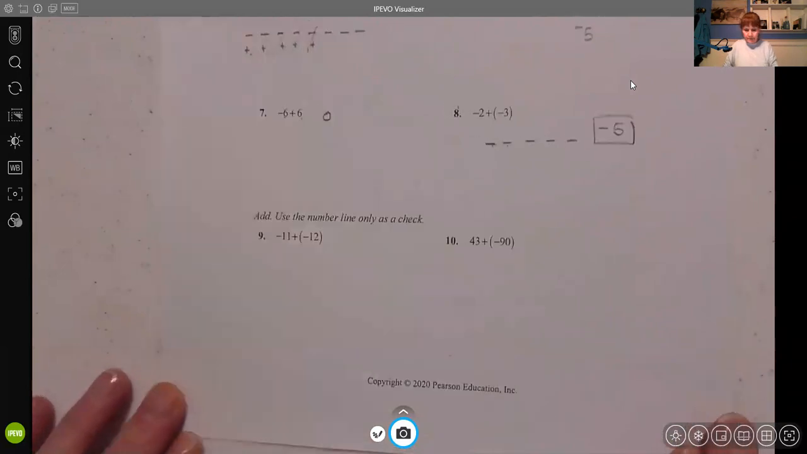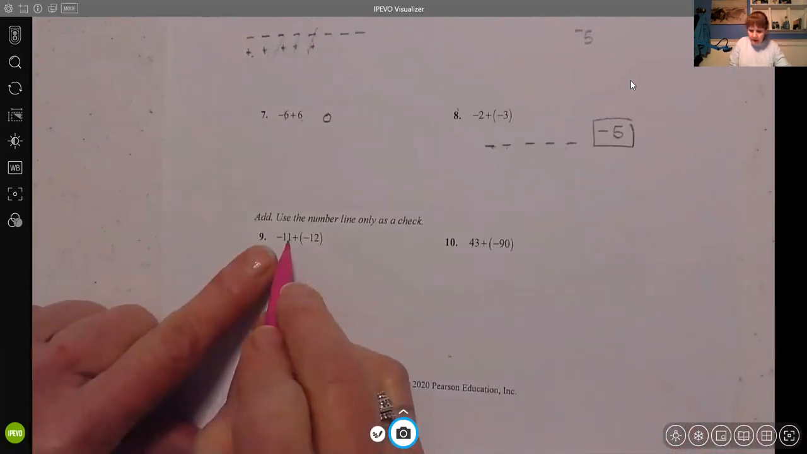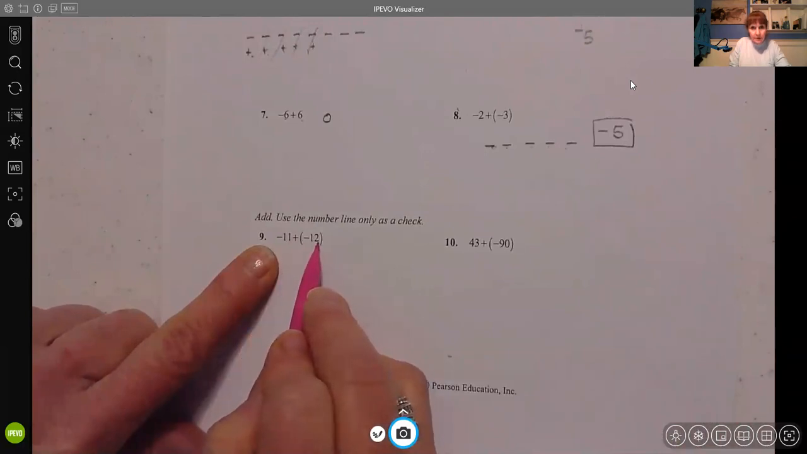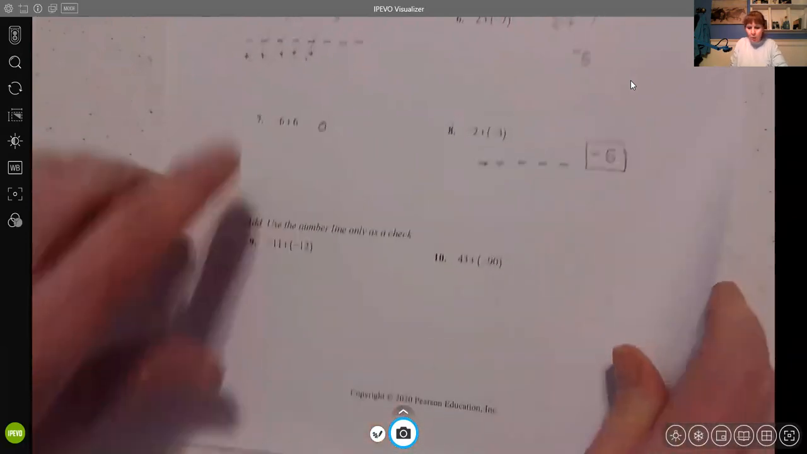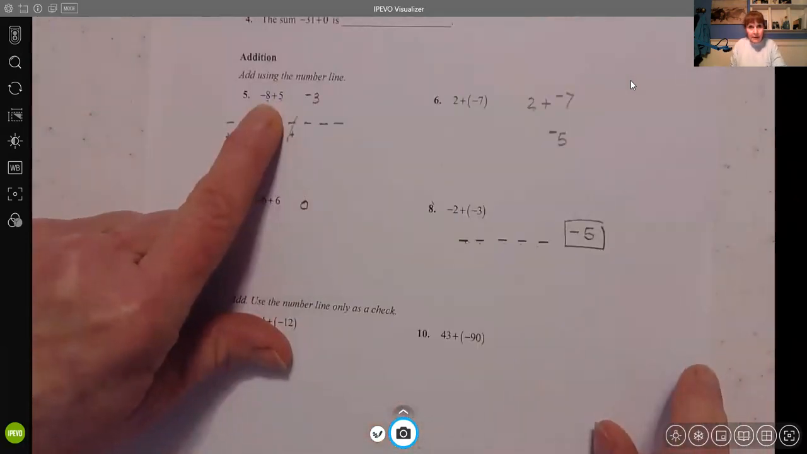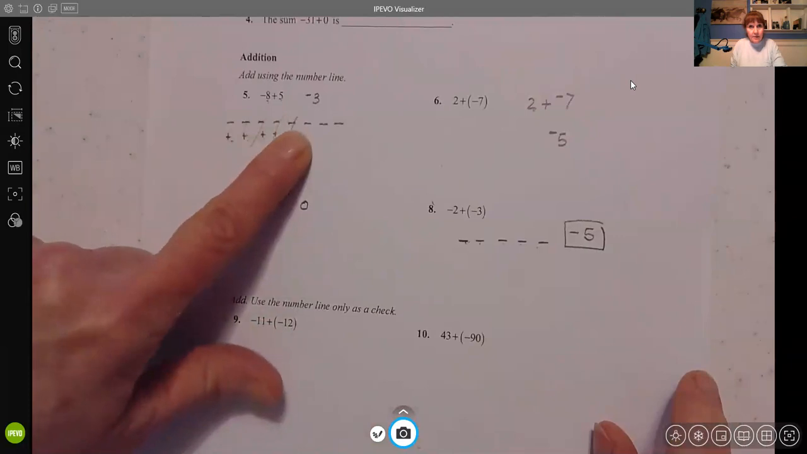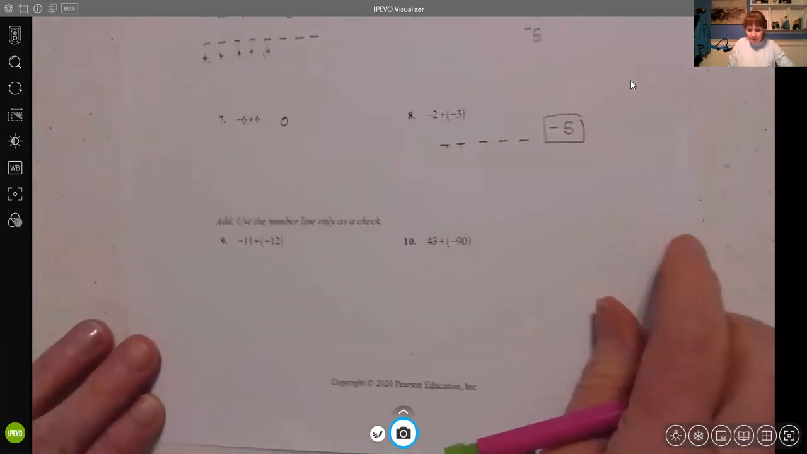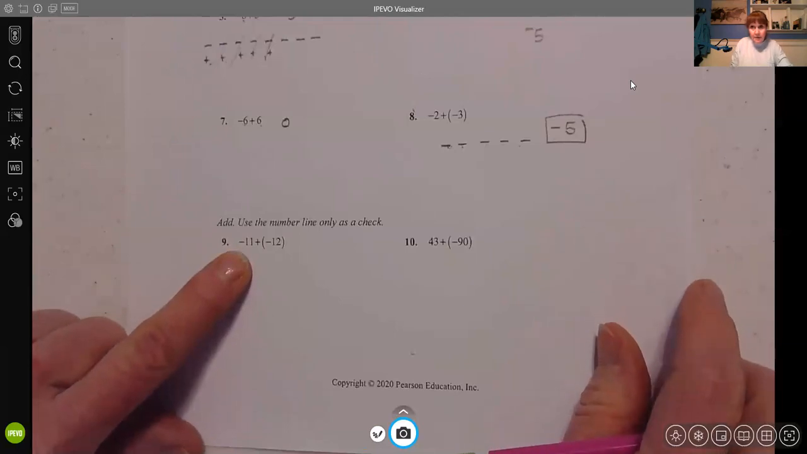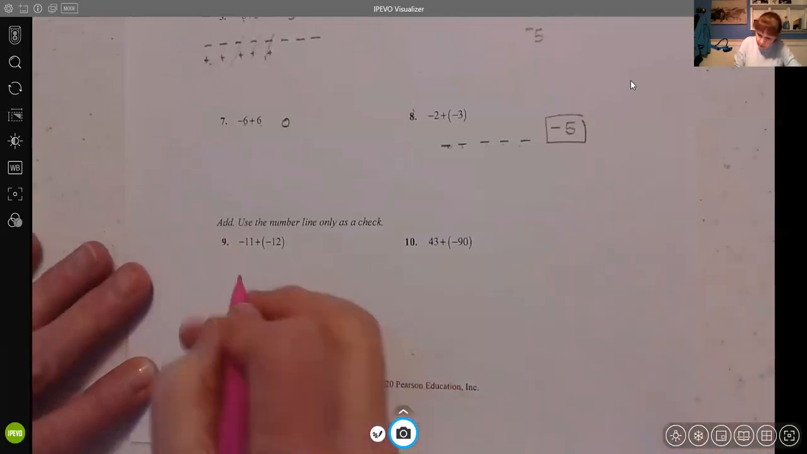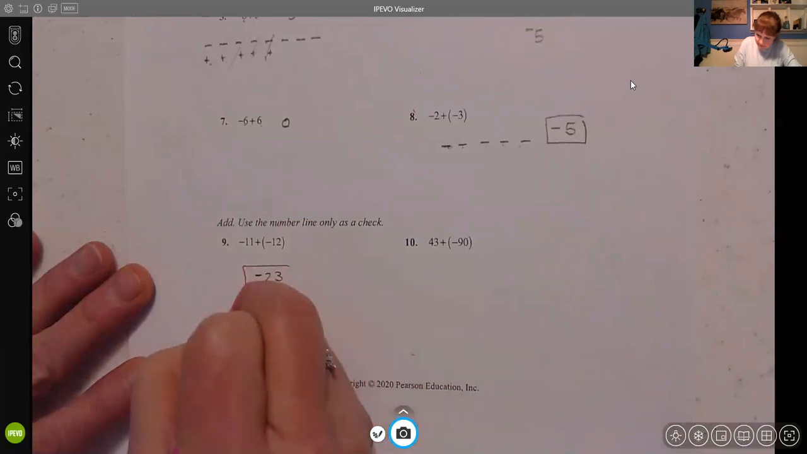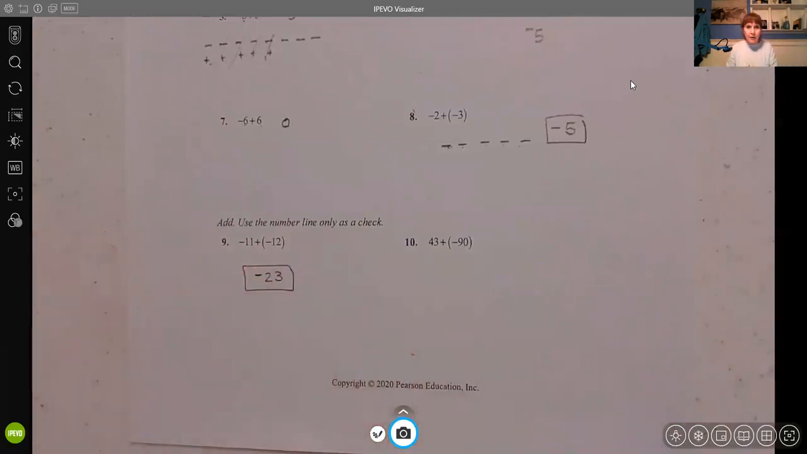Look at number 9. I have 11 negatives and I'm going to add 12 negatives. Nothing's going to cancel out like when you have positives and negatives. Here, -11 plus a -12 is going to leave us with a -23 when I combine those.